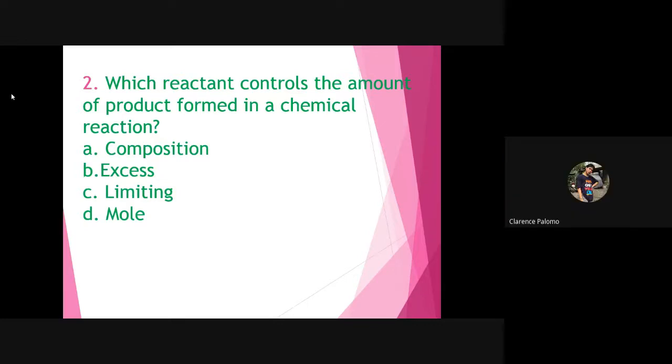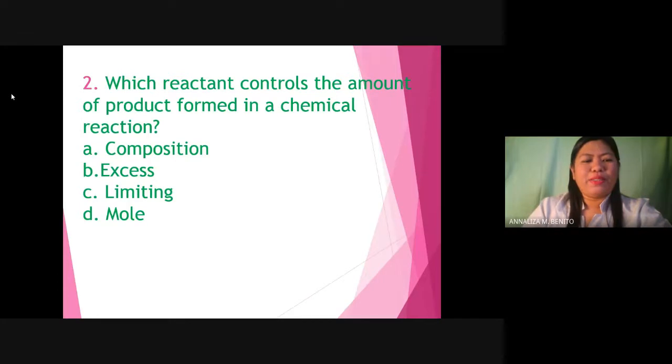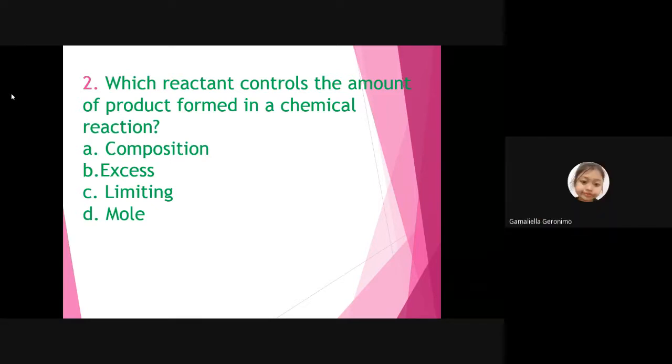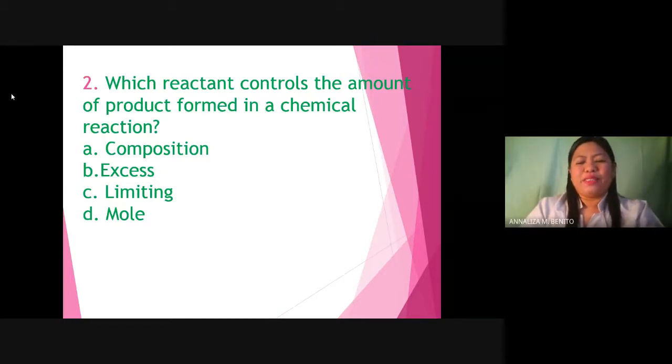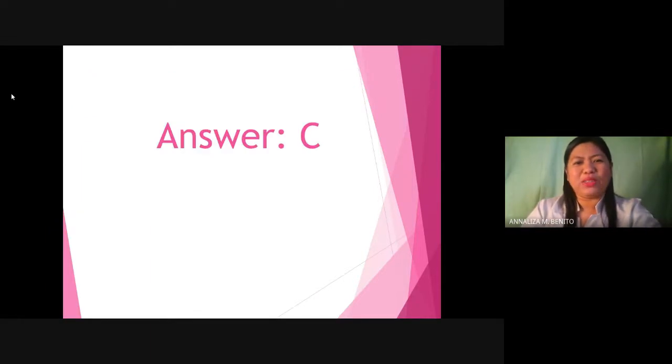Which reactant controls the amount of product formed in a chemical reaction? A. Composition. B. Excess. C. Limiting. D. Mole. What do you think is the answer? Letter C, limiting. Okay, very good. Let's reveal the correct answer. The correct answer is letter C. So class, the limiting reactant controls the amount of product formed in a chemical reaction.